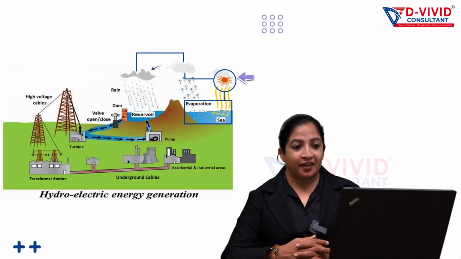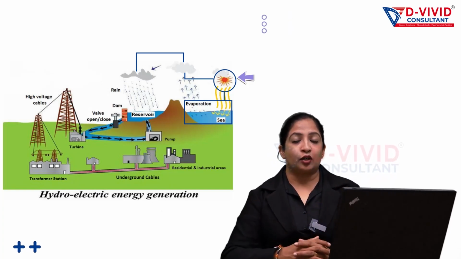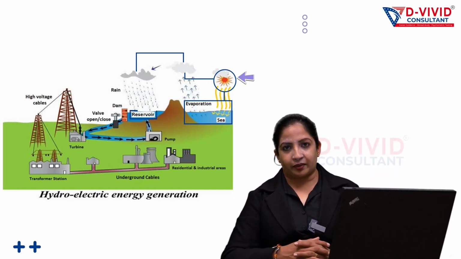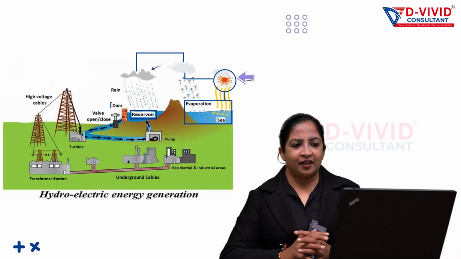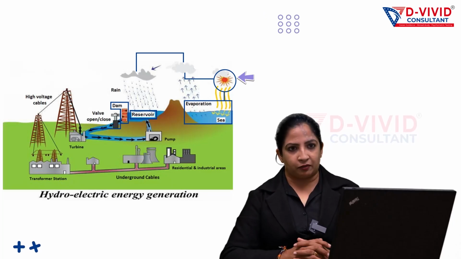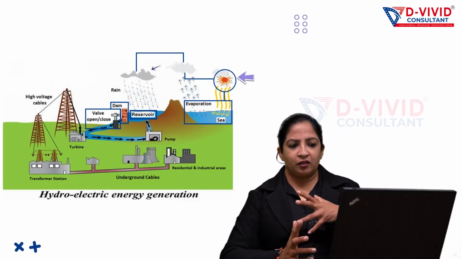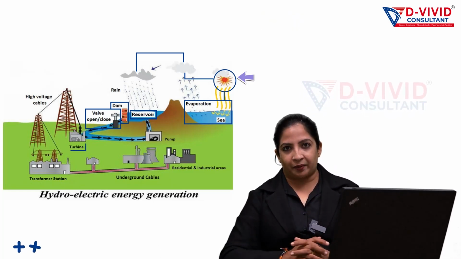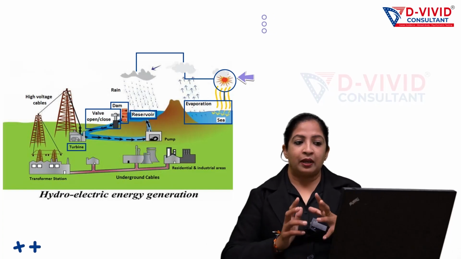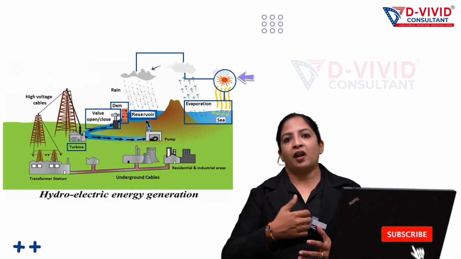Now what is happening here? The rainwater is collected or stored in a reservoir. Fine. Okay, so on one end there is a dam and there is a valve. The moment they open the valve, the water from the reservoir gushes towards the turbine, and that force makes the turbine rotate. Then what happens?